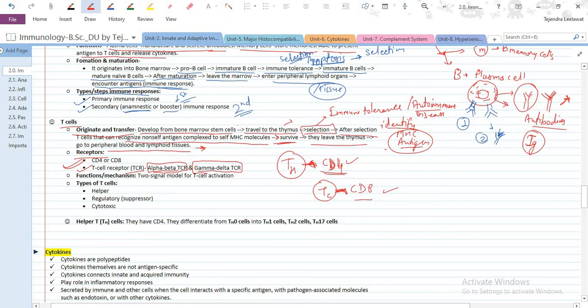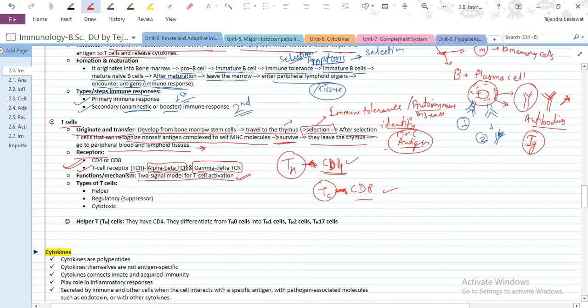If they have an alpha chain and a beta chain, then this type of TCR is called alpha beta TCR, whereas another which contains gamma and delta chains is called gamma delta TCR. Now coming to the functions of the T cells. There is a two-signal model for T cell activation, which will be discussed later: which is the first signal and which is the second signal. We will discuss this process in a very detailed manner later on.